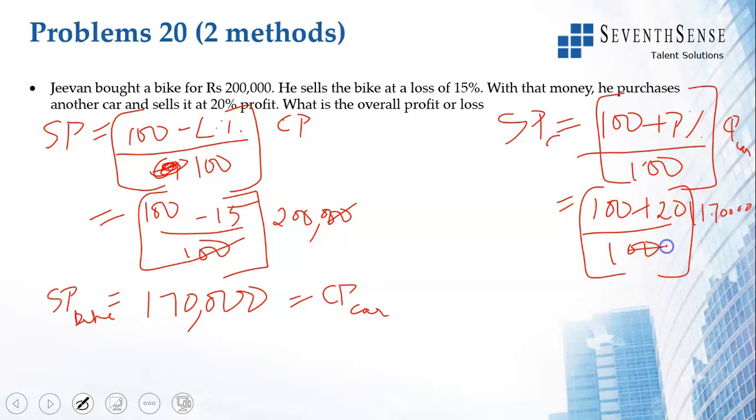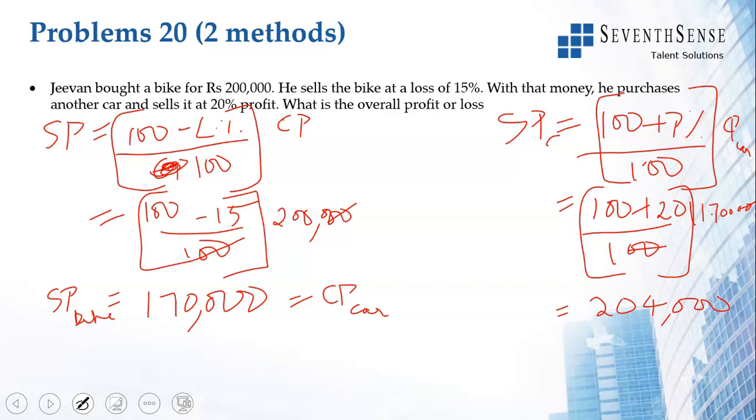It is 120 by 100 into 1,70,000, which is 2,04,000. How? 12 into 17: 17 tens are 170, plus 34 becomes 204.